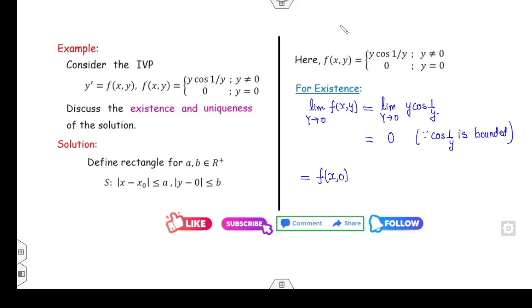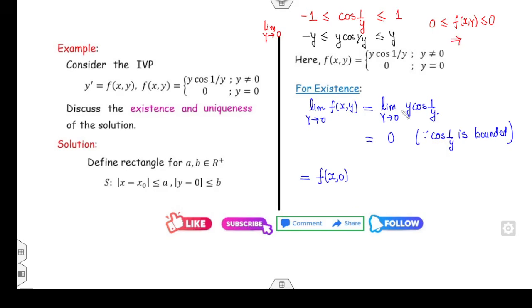Fine. Moreover, you can apply the sandwich theorem as well if you want. Cos of 1 over y lies between -1 and +1. Fine. If I multiply y on both sides, then y cos 1 over y is less than or equal to |y|. And now you can take the limit as y approaches 0. The left hand side becomes 0, which is the limit as (x, y) approaches (x, 0).